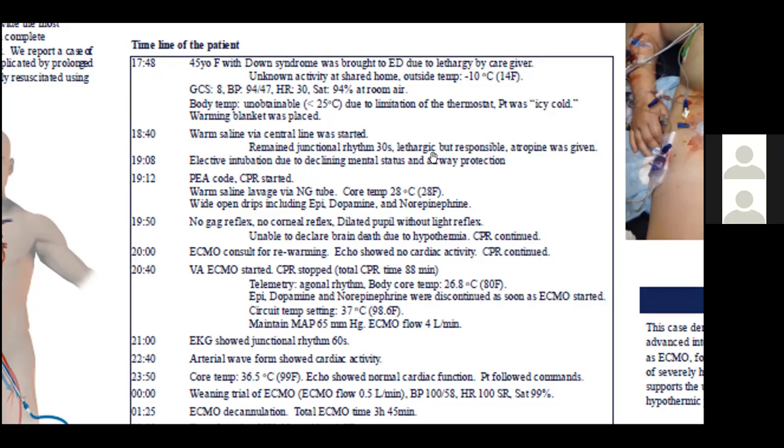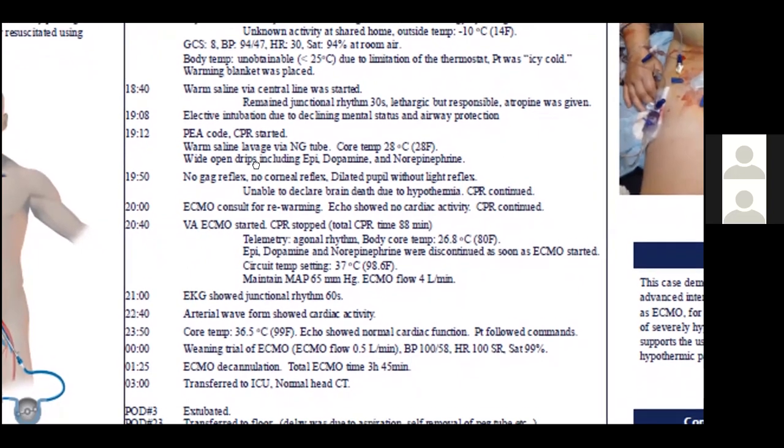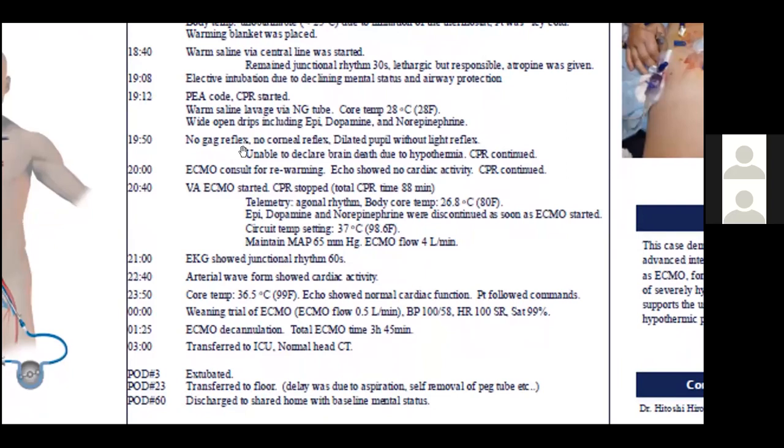The patient was lethargic but responsive, and atropine was given. At 19:08, after a few bags of saline, elective intubation was done due to declining mental status and for airway protection. At 19:12, there was PEA and a code was called, and CPR was started. Further warm saline was given via NG tube, and the core temperature increased to 28 degrees centigrade. The patient was started on inotropes. At 19:50, there was no gag reflex, no corneal reflex, and dilated pupils without light reflex.